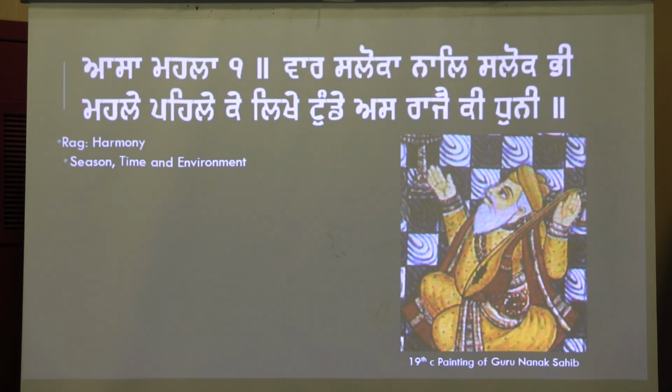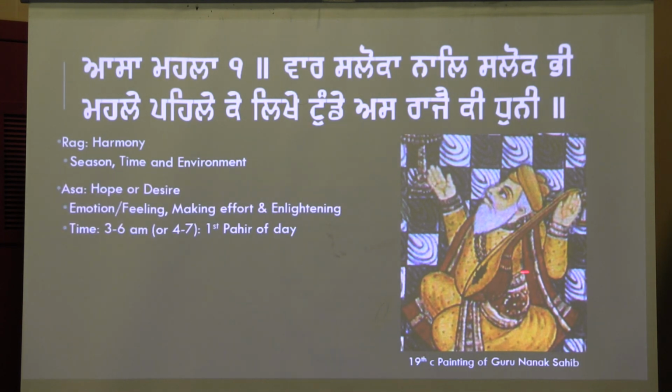A lot of people say, and this is a common Punjabi idea, that doing Asa Ki Var gets you what you want. People do it to get their hopes and desires fulfilled. But we have to be careful with that type of thinking, because what are the types of hopes that we want to get from Guruji? It's usually sung at the first part of the day, 3 to 6 a.m. or 4 to 7, depending on how you count. And Asa is also about making an effort, about working for your hope.